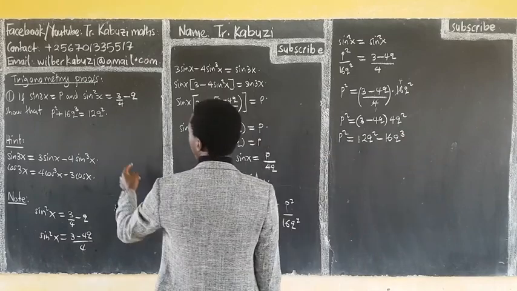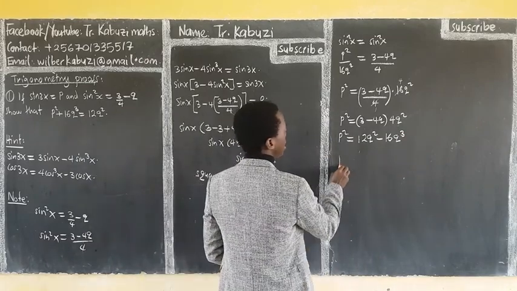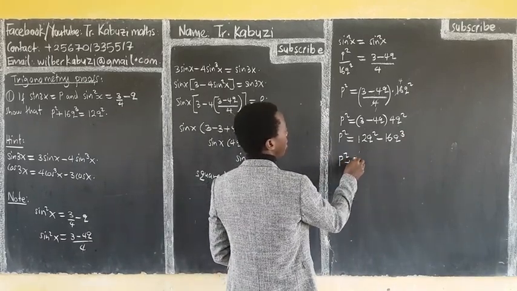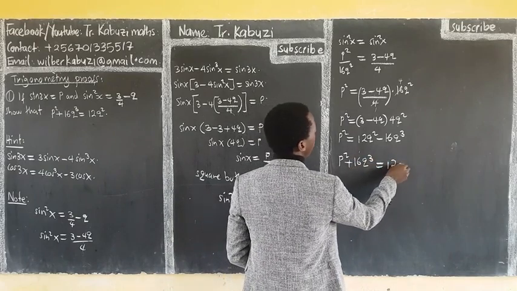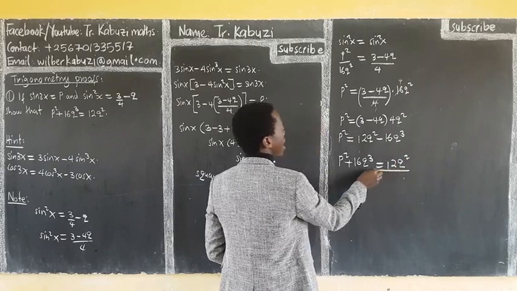Now you see, they took this side: p squared equals 12q squared minus 16q cubed.